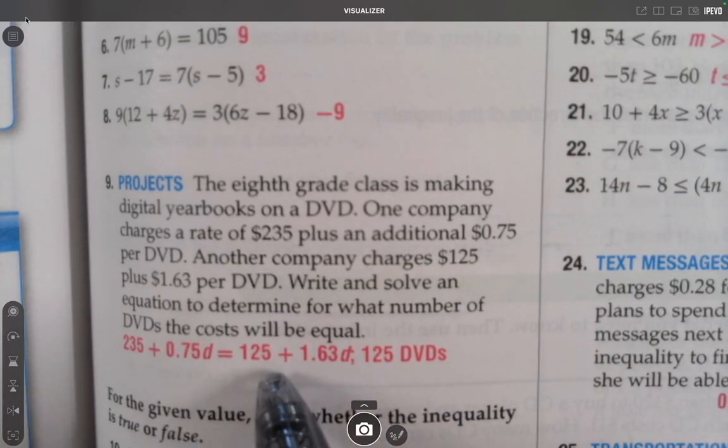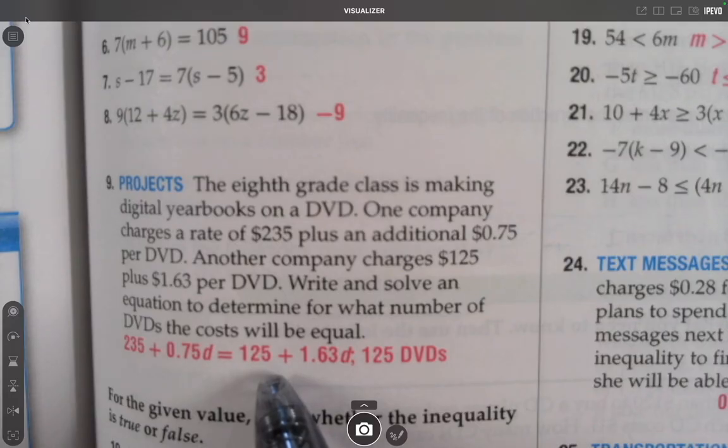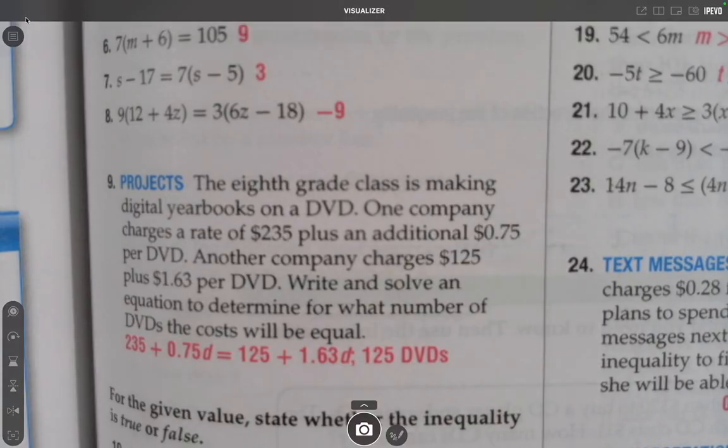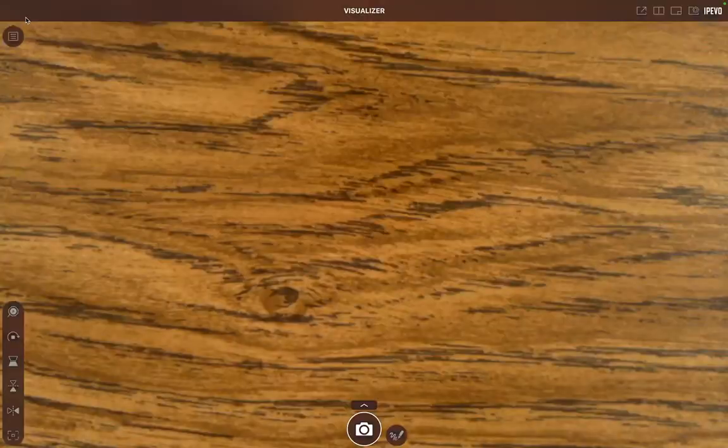So this is actually helping us find what's the breaking point. What's the point where we say, well, if we're ordering this many, it doesn't really matter which one we do. So let's find out.